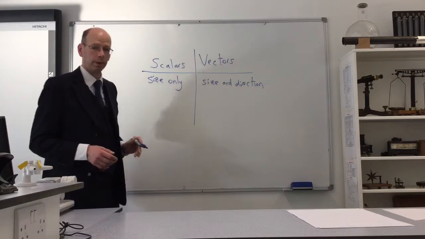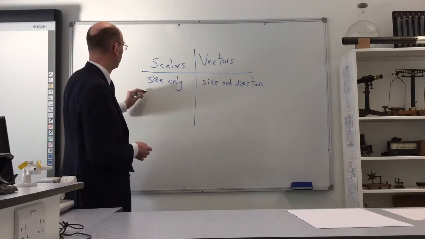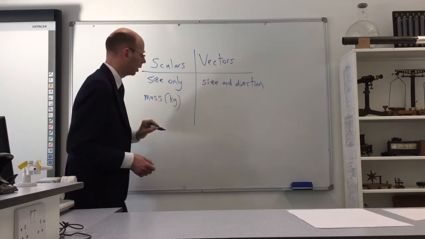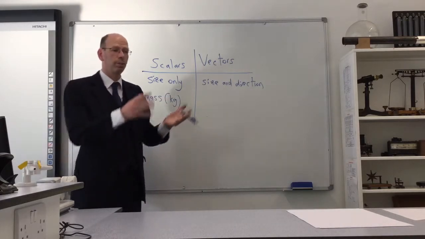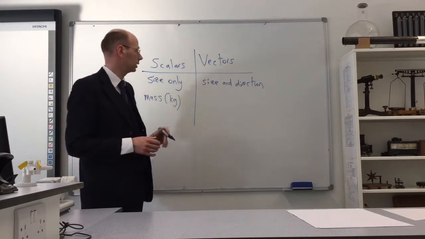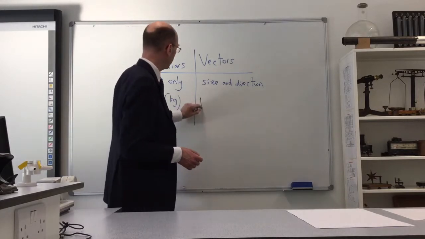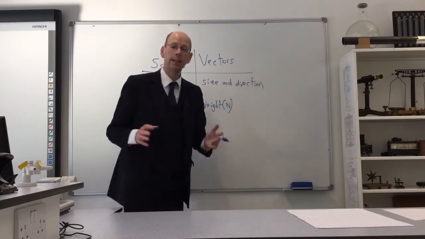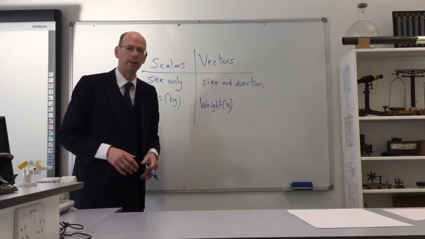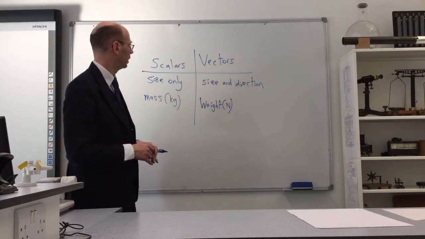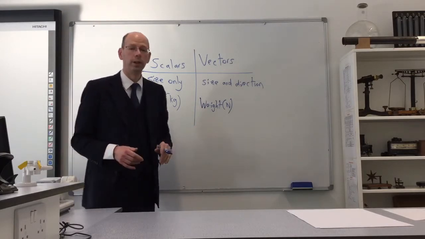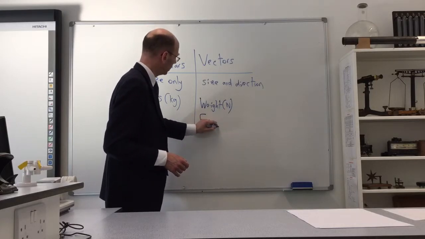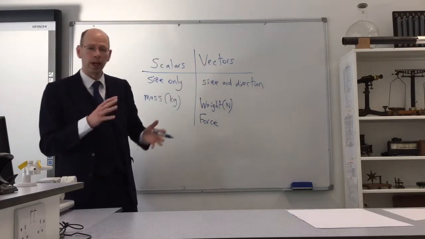So let's take a few examples. An obvious example of a scalar would be mass. If you think about mass measured in kilograms, then it doesn't really have a direction. The mass is just the mass. It's not in any particular direction. On the other hand, if we think about weight, which is a force measured in newtons, then it does have a direction. It's a force, gravity is a force acting downwards. So weight would be an example of a vector quantity, and in fact force is an example of a vector as well, because it goes in a particular direction. It could be upwards, downwards, forwards, backwards.